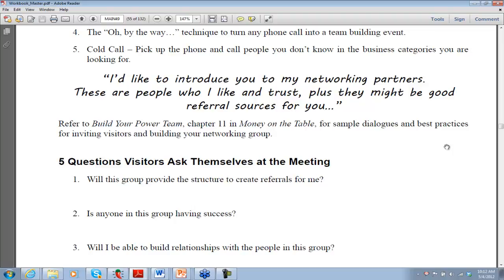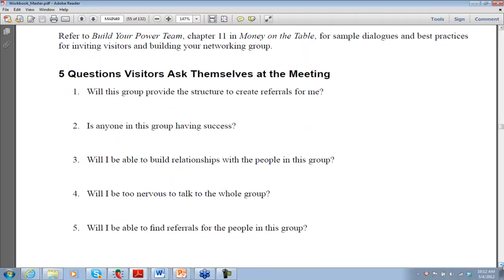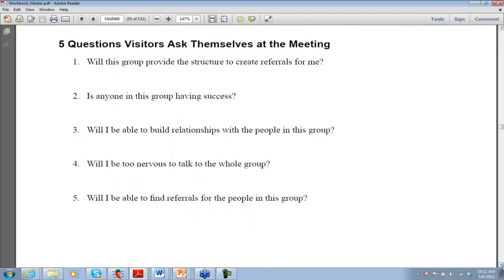Okay, so now we get into 5 questions that visitors ask themselves at the meeting. Number 1 is, will this group provide the structure to create referrals for me? They're going to be asking a question, can I make money with this group? Right? Can I make money with this group? Will the group provide the structure to create referrals for me? And that's where BNI has its strength, is in the structure. So this is one of the first questions that a visitor is going to be asking.